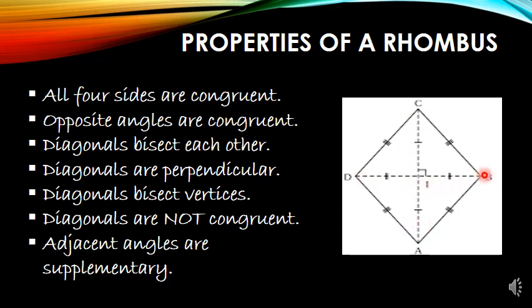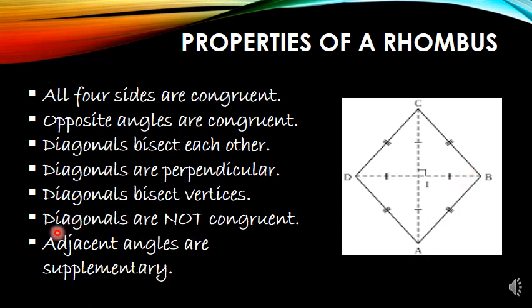Similarly, BD will be bisecting angle D and angle B. That means angle CDI will be equal to angle ADI. Then angle ABI, this angle, will be equal to this angle, that is CBI. So you should know diagonals bisect vertices.